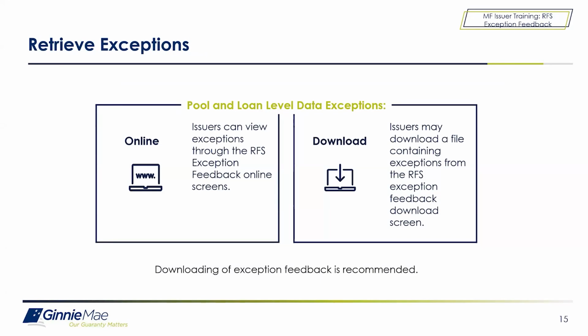There are 2 ways to retrieve your pool and loan level exceptions. Issuers may go to the Exception tab from the Exception Feedback module in RFS and click the blue link to view them through the Exception tab. Or the issuer may download a CSV file. Downloading the full list of exceptions is recommended.